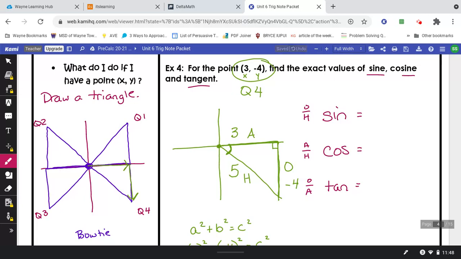Right, so sine should be negative 4 over 5. Cosine should be 3 over 5. And tangent should be negative 4 over 3.